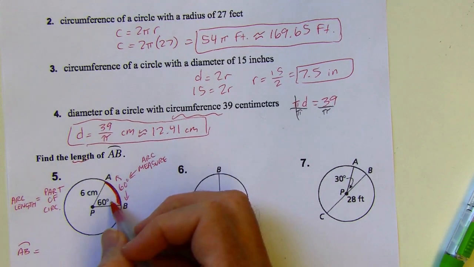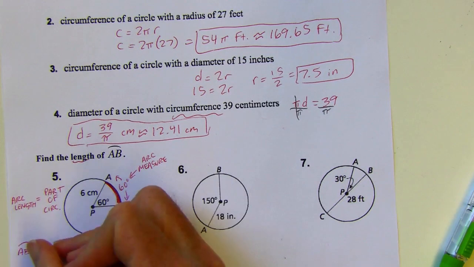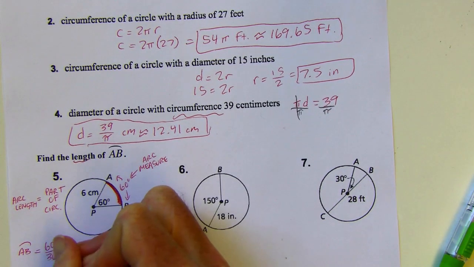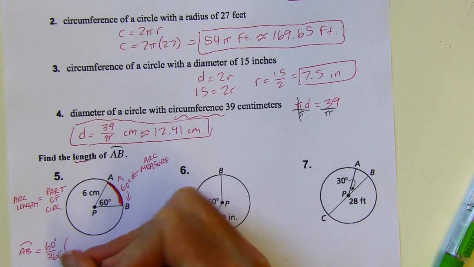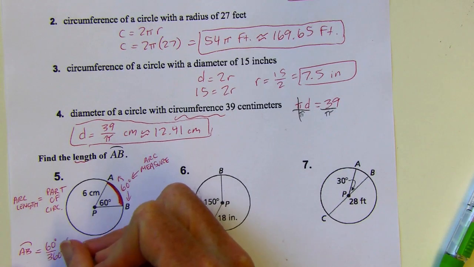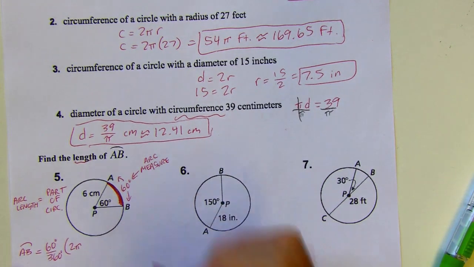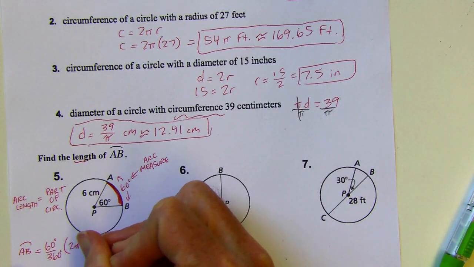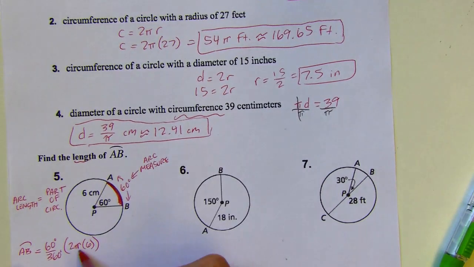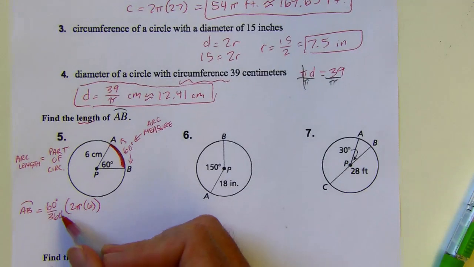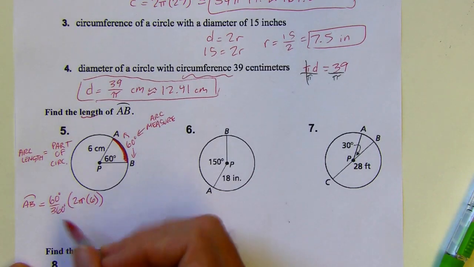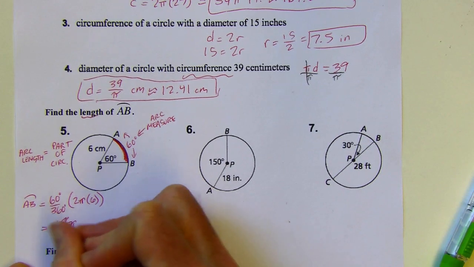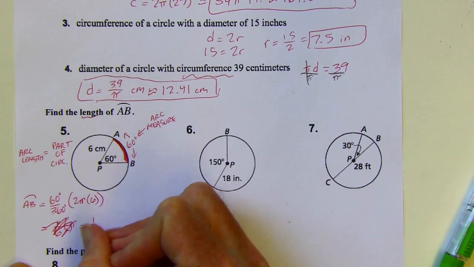In this one, the length of AB, how much of the circle am I talking about? I'm talking about 60 degrees out of the 360 degrees. Part of the circumference, so part of 2 pi r. Now, I know what the radius is because it's marked here. It's 6. So the whole circumference would be 12 pi, but I don't want the whole circumference. I just want really 1/6 of it. So this will reduce to 1/6. So I'm going to take 1/6 of 12 pi.